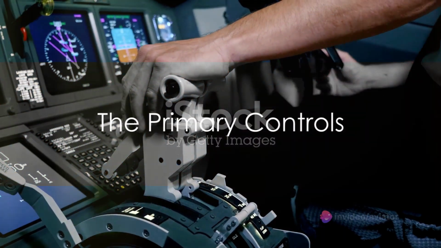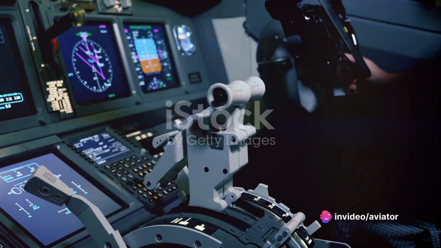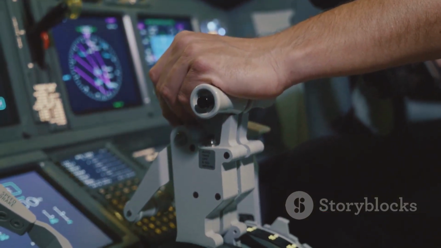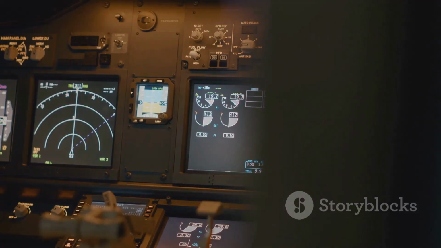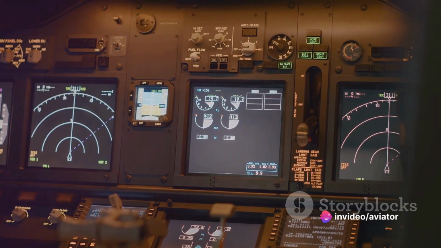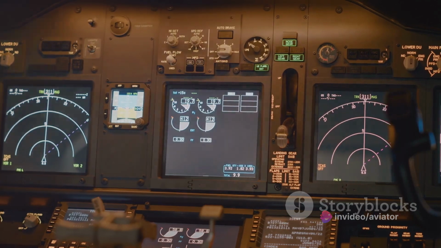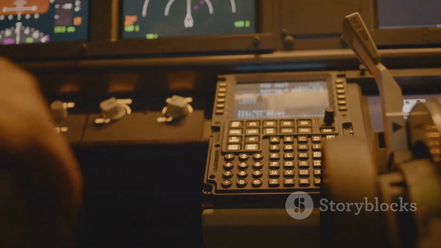Have you ever wondered how pilots control those massive machines we call airplanes? Now that's a question that sparks curiosity, right? To answer that, we need to delve into the world of flight control systems. Imagine you're in the cockpit of an airplane, surrounded by an array of dials, switches, and controls. It's a bit like being in the driver's seat of a car, only much more complex.